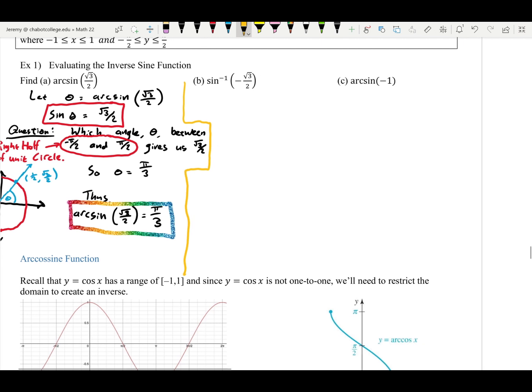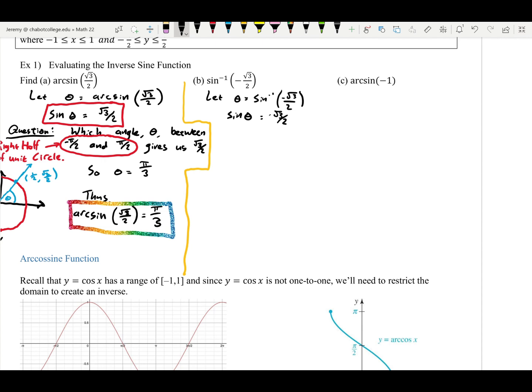Let's try part B. This time we're looking for sine inverse of negative root 3 over 2. So we just saw root 3 over 2. Now we're just looking at negative root 3 over 2. Again, I'm going to start by saying, let theta equal sine inverse negative root 3 over 2. So that means that sine of theta is equal to negative root 3 over 2. A little easier to think about if I have this equation.